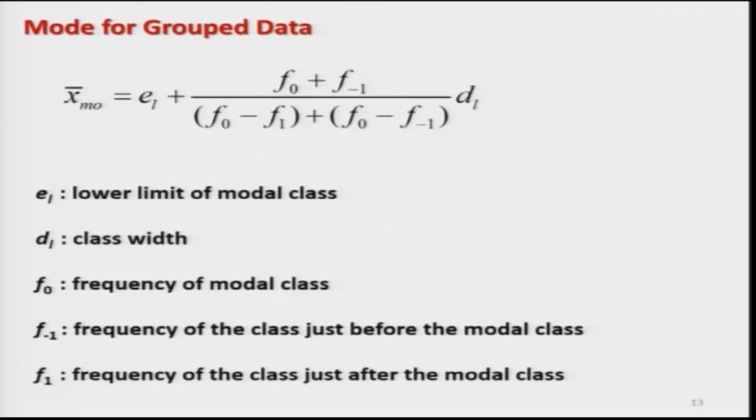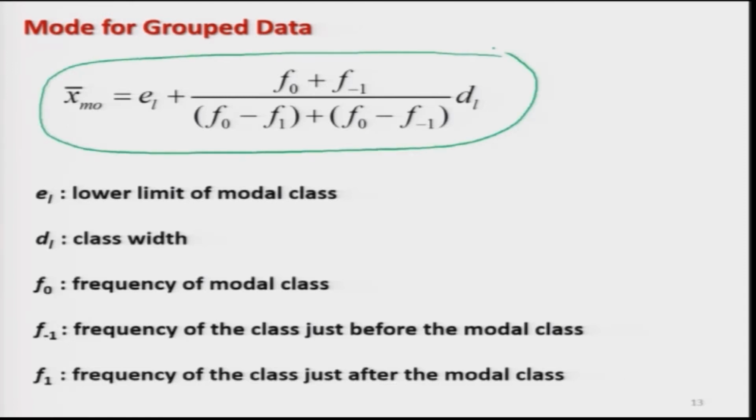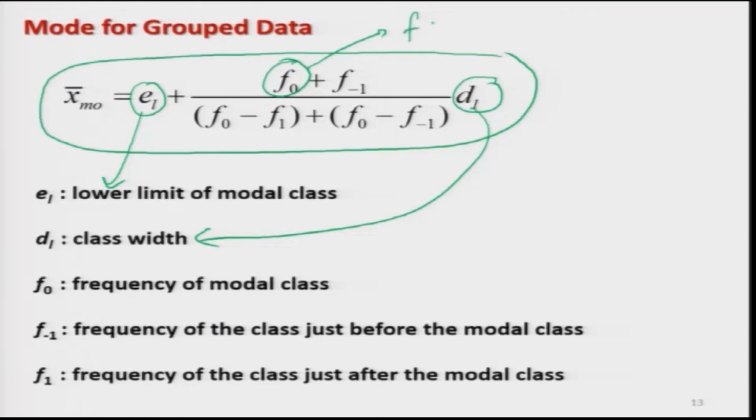In order to compute the mode for the grouped data, the expression is given like this. This is based on a certain derivation, but I am not going into that detail. Here EL is the lower limit of the modal class, DL is the class width, and f0 is the frequency of the modal class. The frequency with subscript -1, f-1, denotes the frequency of the class just below the modal class, and f1 indicates the frequency of the class just after the modal class.